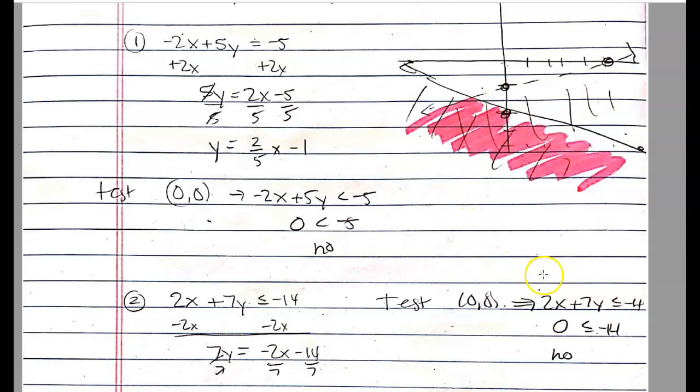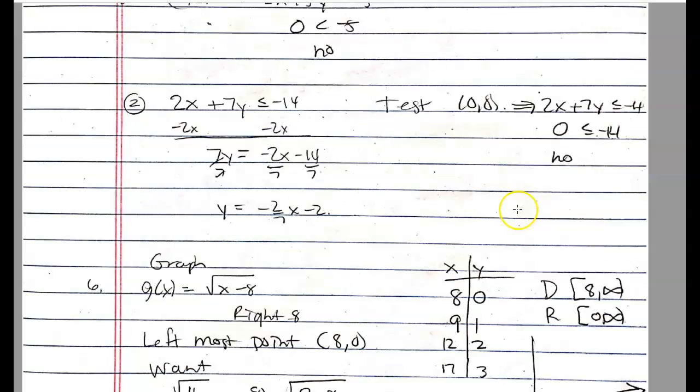You determine the shading by testing a point. If I can, I pick 0, 0. I plug that in here and I have 0 is less than 14. So relative to this line, this point here, 0, 0, did not work. So I shade beneath the line. Now what happened is the overlap was this triangle area here. And that's the thing you'll enter in Alex, but on the exam, this is kind of what your work will look like.